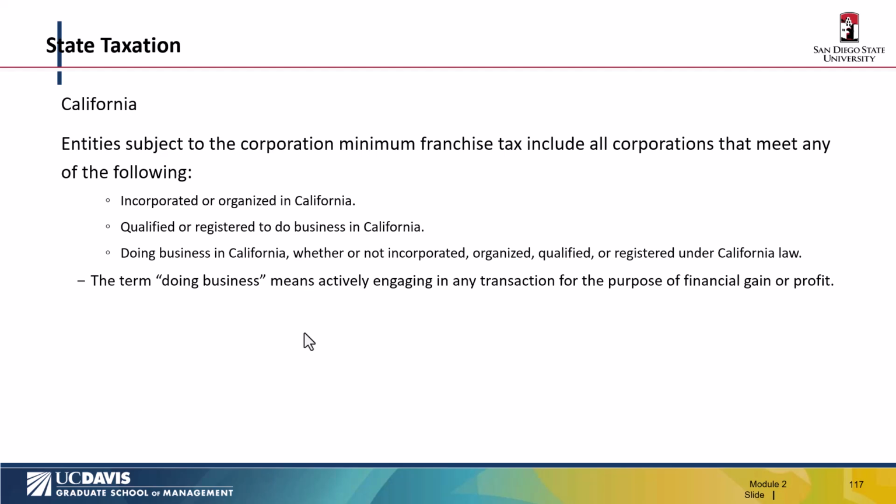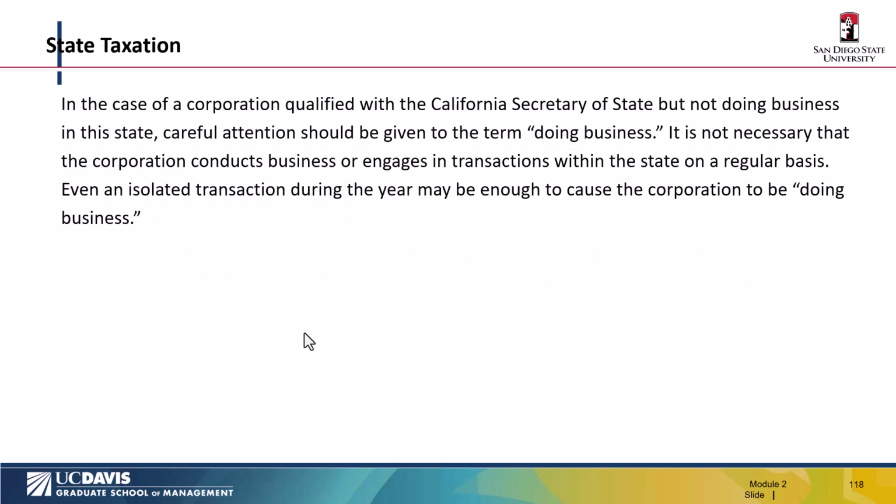According to California, it means actively engaging in any transaction for the purpose of financial gain or profit. Well, that's a pretty broad scope. So let's see what the Franchise Tax Board says. It says, in the case of a corporation qualified with the California Secretary of State, but not doing business in the state, careful attention should be given to the term doing business. It is not necessary that the corporation conducts business or engages in transactions within the state on a regular basis.